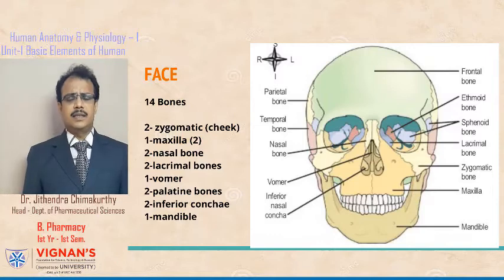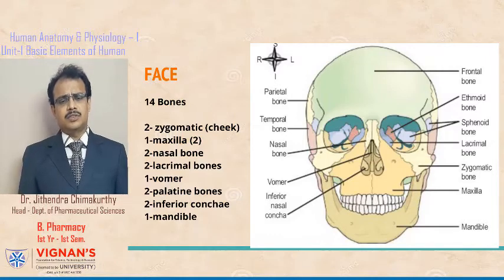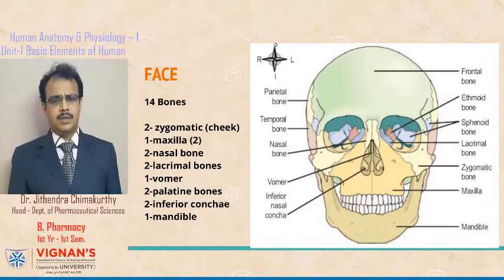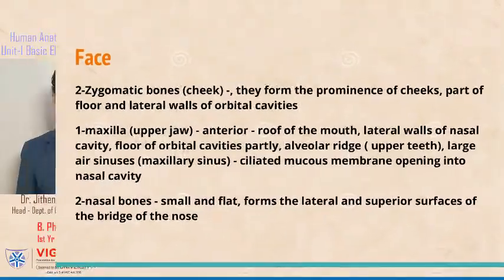Apart from this, there is another bone which is called the hyoid bone, which also forms a part of the bones of cranium, but which is not associated with any of the bones. Now let's see them in detail.